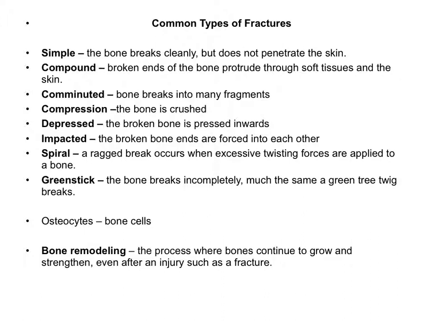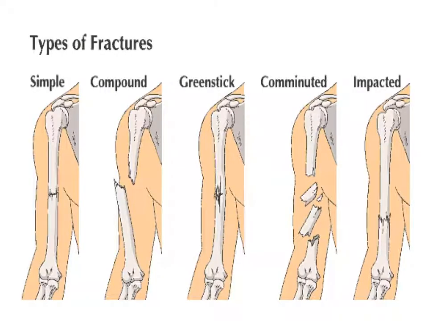Remember that bone cells are called osteocytes, and that stands for a mature bone cell. And bone remodeling is the process where bones continue to grow and strengthen even after an injury such as a fracture. Also, every 10 years, the skeleton is remodeled due to bone remodeling with the osteoblasts and osteoclasts. This slide gives you an illustration of the types of fractures.